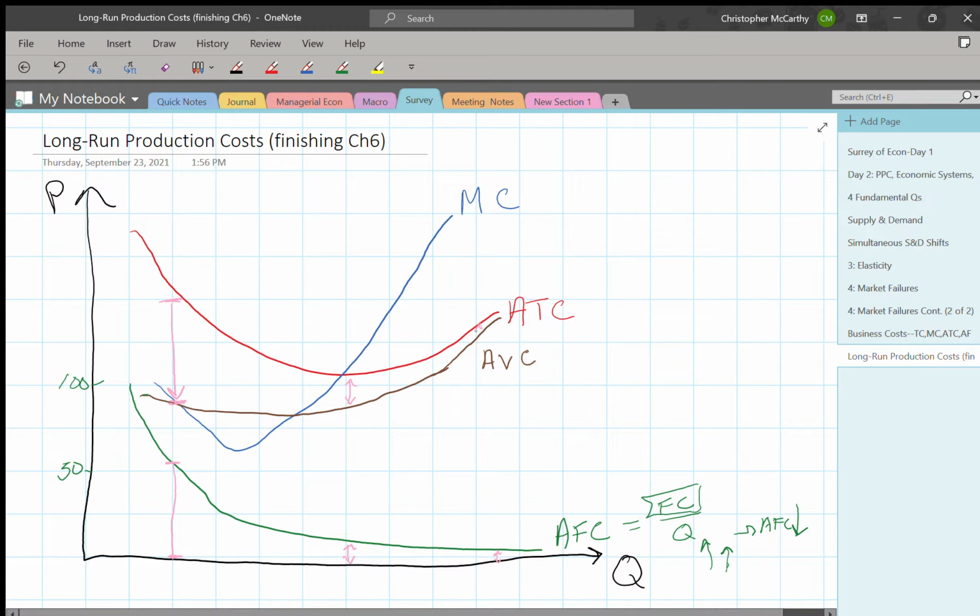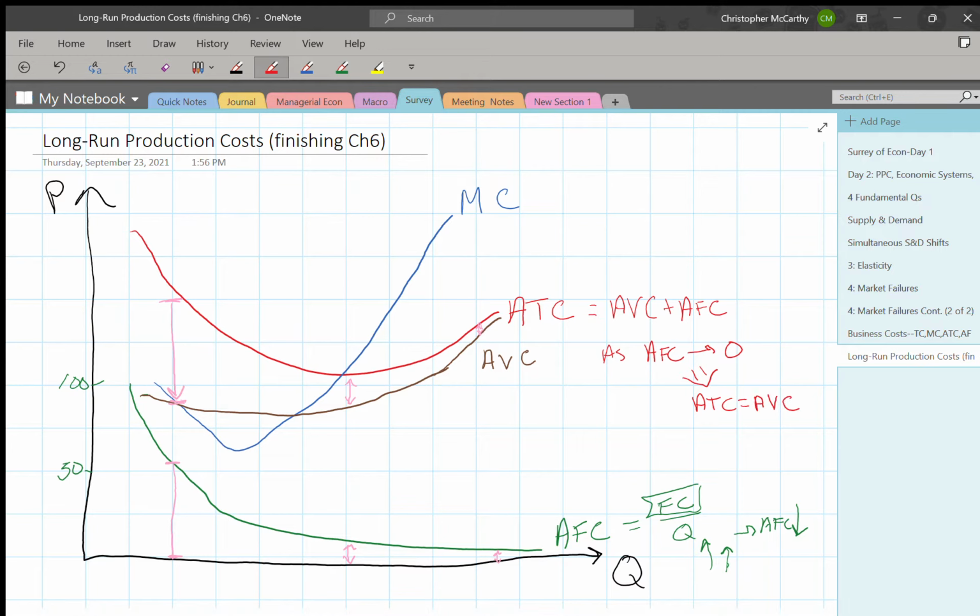So why is that? Well, it's really definitional. My average total cost is equal to my average variable cost plus my average fixed cost. And so as my average fixed cost goes closer to 0, what's the implication of that? My average total cost is going to be right on top of my average variable cost. So any questions about this?